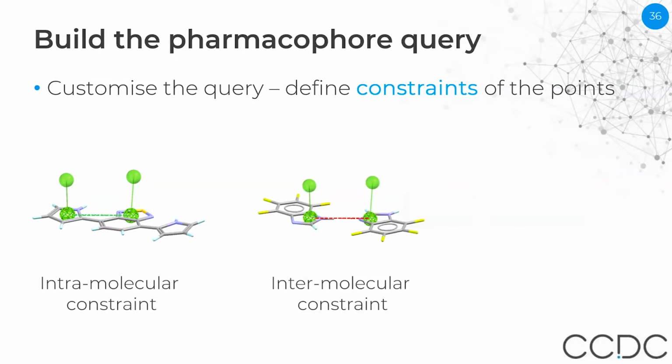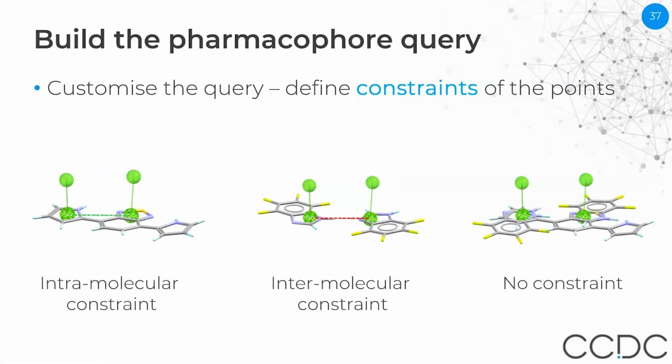You can also define intermolecular constraints, which require Pharmacophore points in the matching structure to be located in a different molecule. Intermolecular constraints are represented by a red dashed line between the Pharmacophore points.